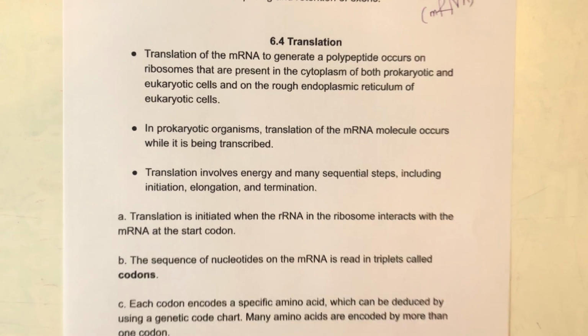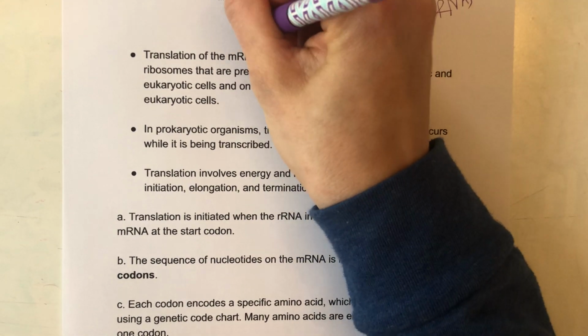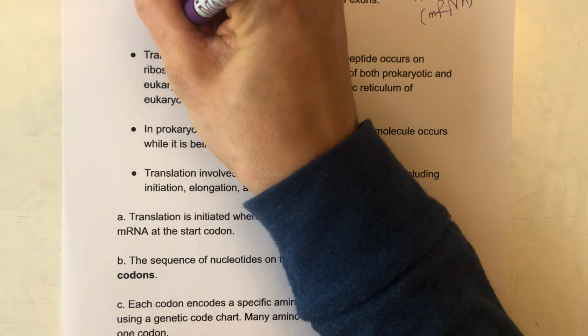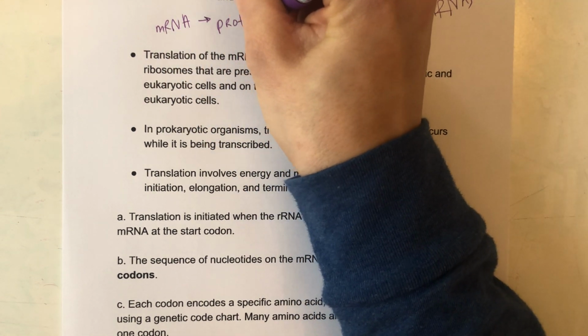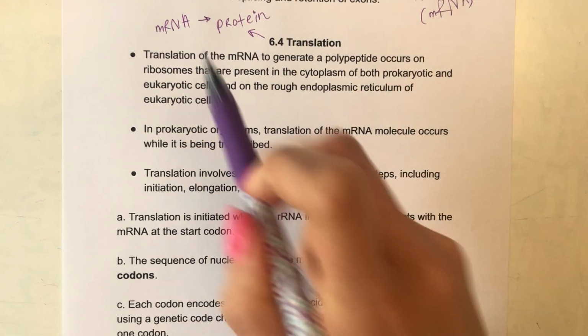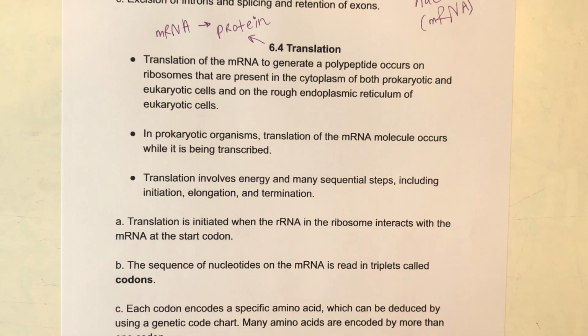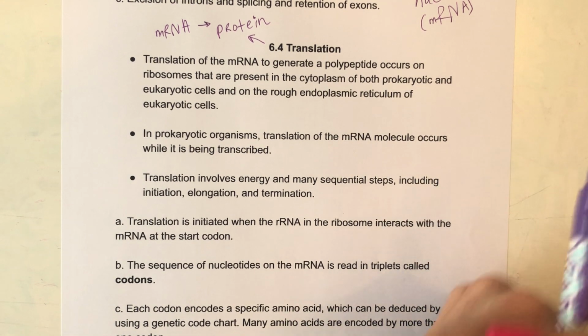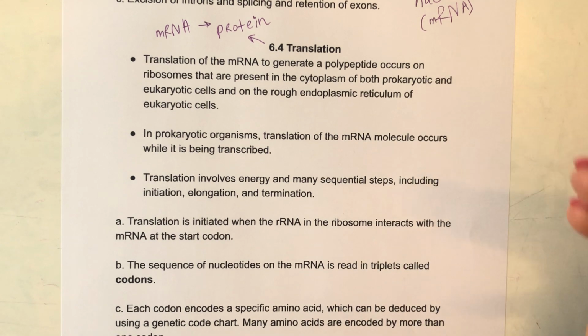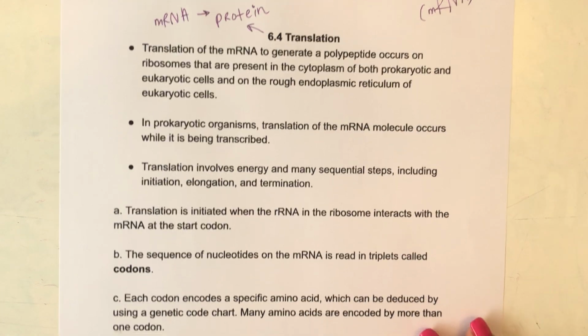Okay, so translation. Translation, in the most simplistic terms, is taking mRNA and making a protein. Those are our two steps that we're going to go through in translation. The translation of mRNA to generate a polypeptide occurs at the ribosome. They are in the cytoplasm. We learned that there are free-floating ribosomes in the cytoplasm. We also learned about them being attached to the ER. These are not the ones attached to the ER. These are the ones specifically free-floating.